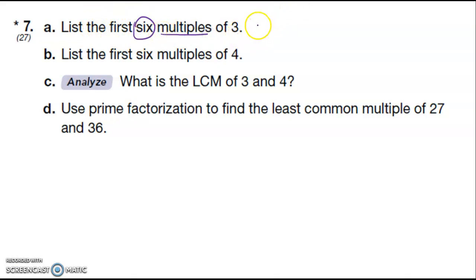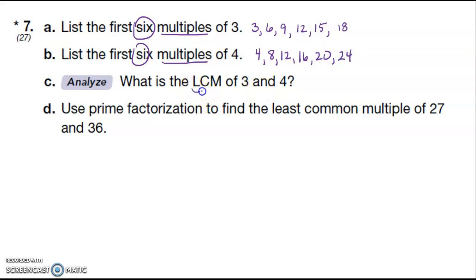Okay, list the first 6 multiples of 3. So multiples mean multiply. So 3 times 1, 3 times 2, 3 times 3, 3 times 4, 3 times 5, 3 times 6. Okay. And then the first 6 multiples of 4, same thing. 4 times 1, 4 times 2, 4 times 3, 4 times 4, 4 times 5, 4 times 6.